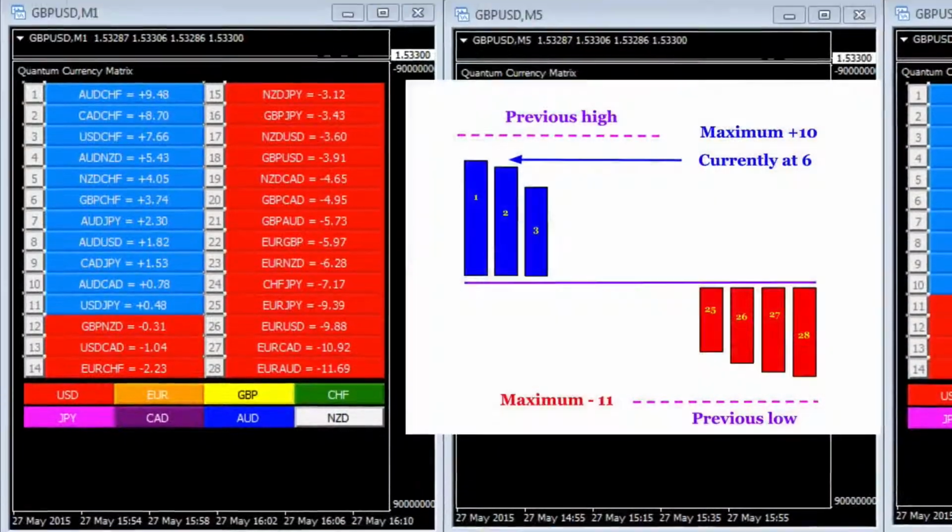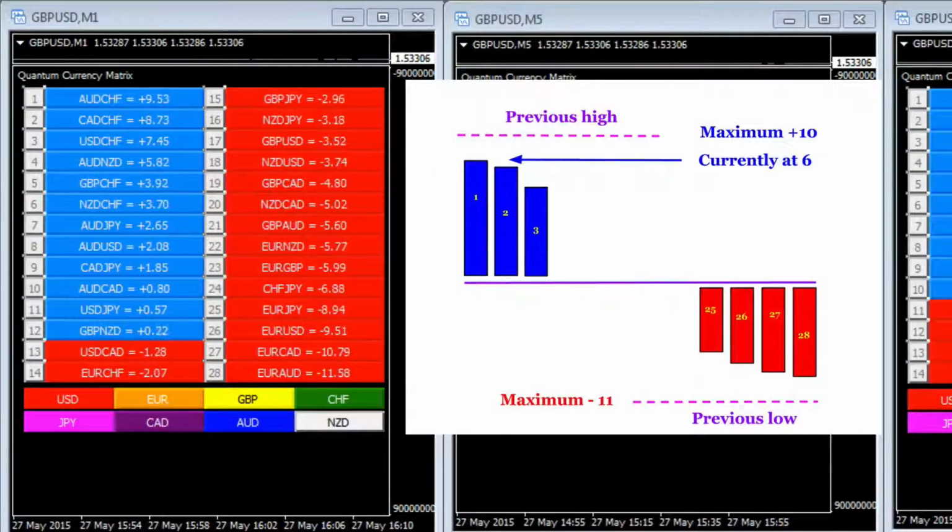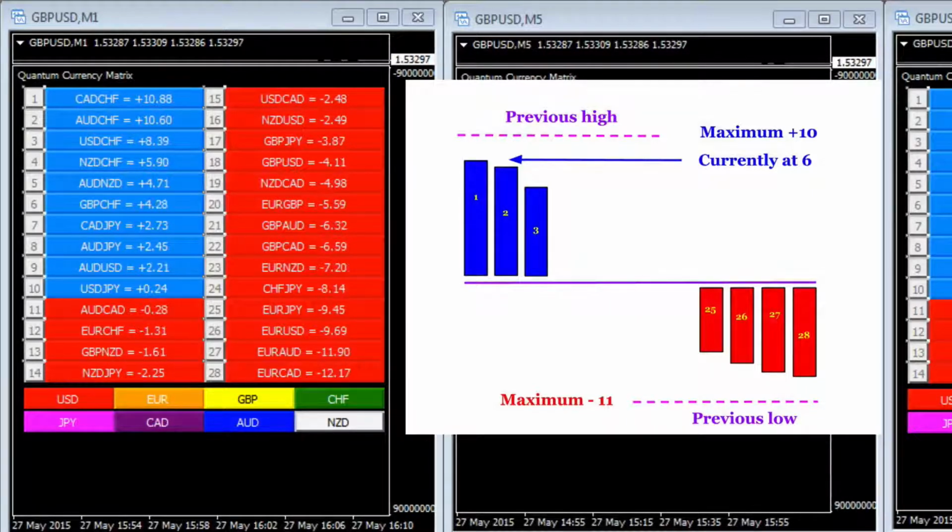Suppose, for example, we are considering the 1-minute currency matrix, and over the past week we've seen a maximum of +10 and a minimum of -11. This then gives us a yardstick by which to measure the current sentiment and consequent strength. Suppose that position 1 has a reading of 6. Then we know that the pair has the potential to move much higher.